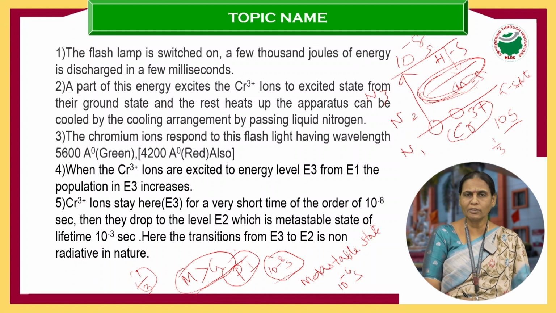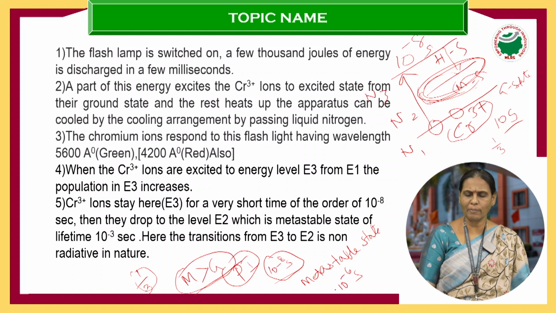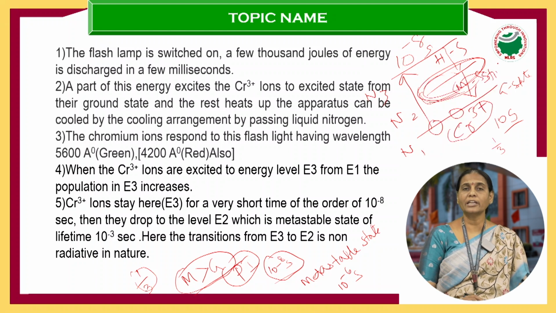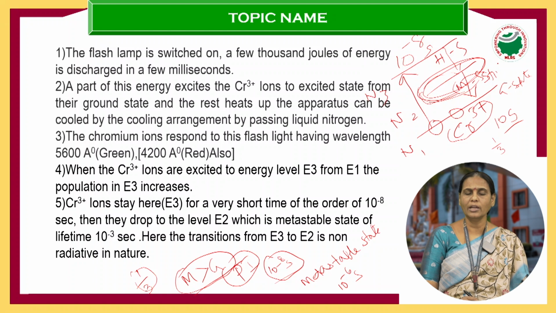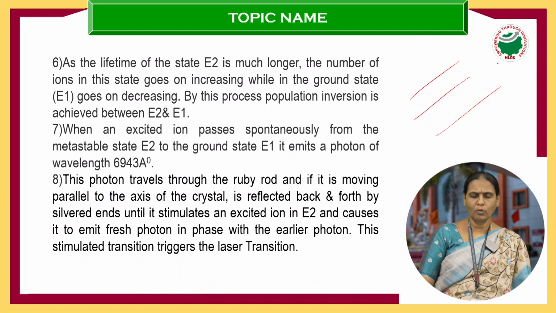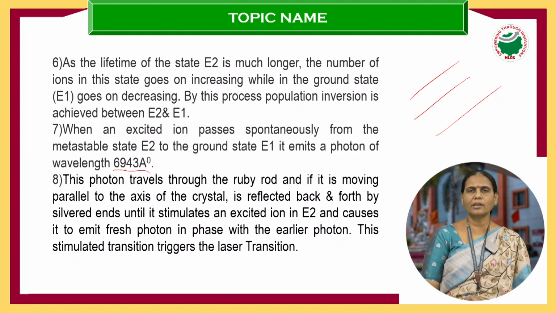Once you observe this condition, then once the lifetime of 10 power minus 6 seconds is completed, some atoms de-excite to the lower energy state by the process of stimulated emission. The output produced in this ruby laser is 6,943 Angstroms, the intensity of ruby laser light emitted from this ruby laser.